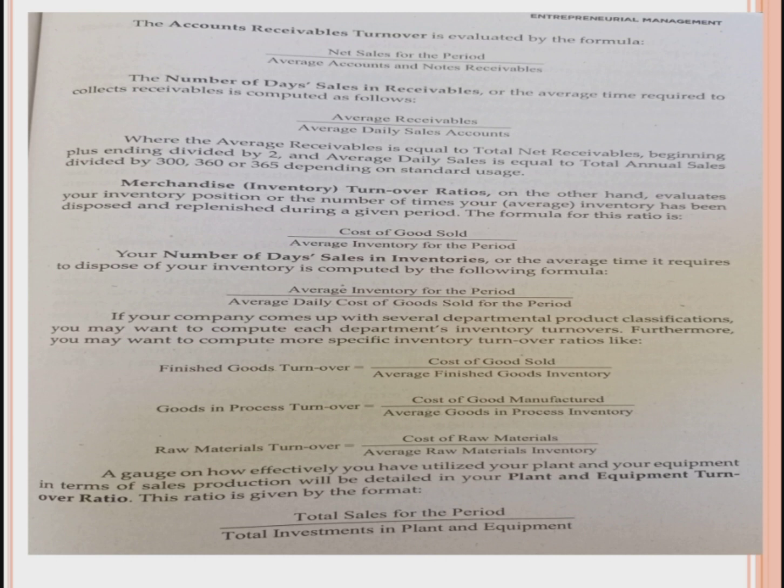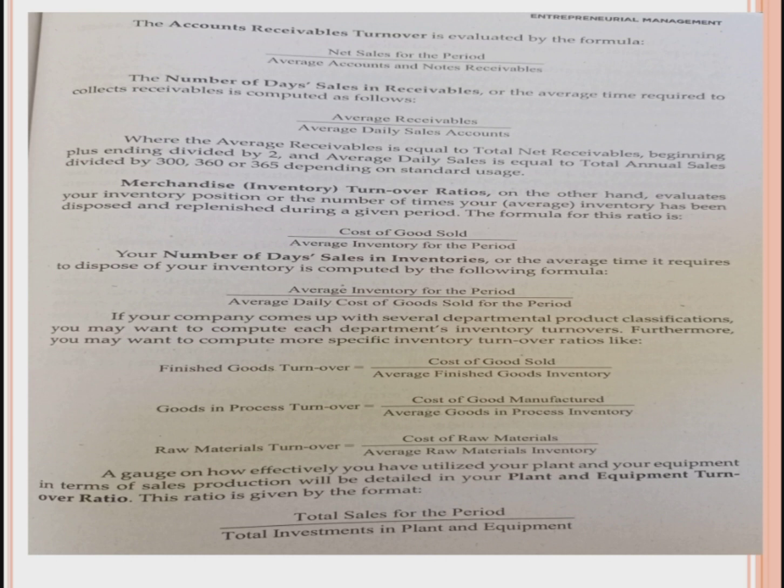Furthermore, you may want to compute more specific inventory turnover ratios. Finished goods turnover equals cost of goods sold over average finished goods inventory. Goods in process turnover equals cost of goods manufactured over average goods in process inventory. Raw materials turnover equals cost of raw materials over average raw materials inventory.